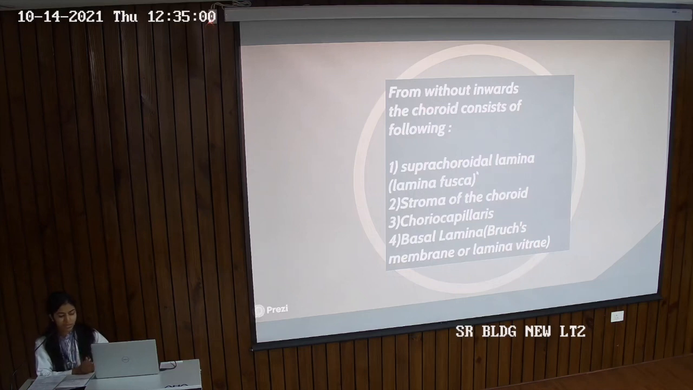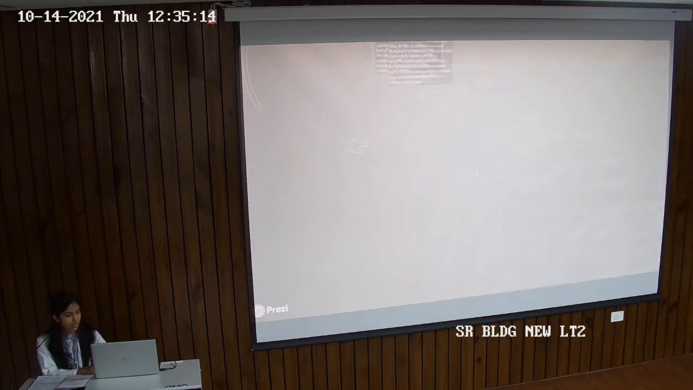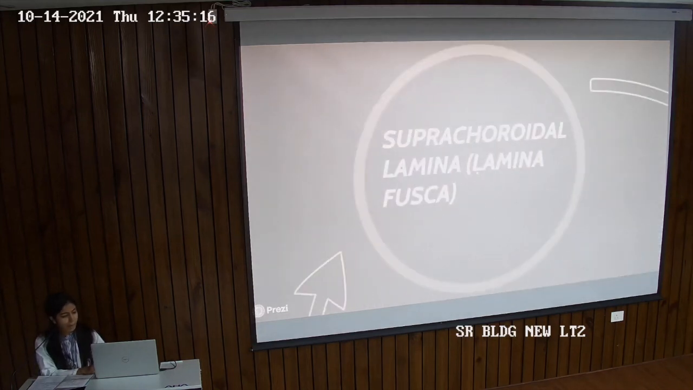It is a thin connective tissue layer present between the two. Then the stroma of the choroid is the main part of the choroid, and it consists of vessels: large vessels, small vessels, and choriocapillaries. They are present in the stroma. And then we have the basal lamina, which is also known as Bruch's membrane. Now we will talk about the individual layers.